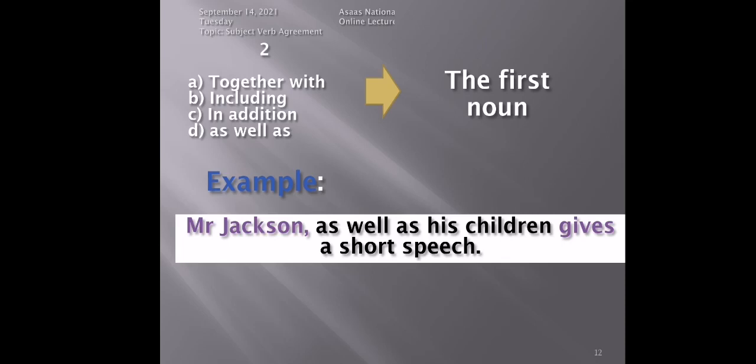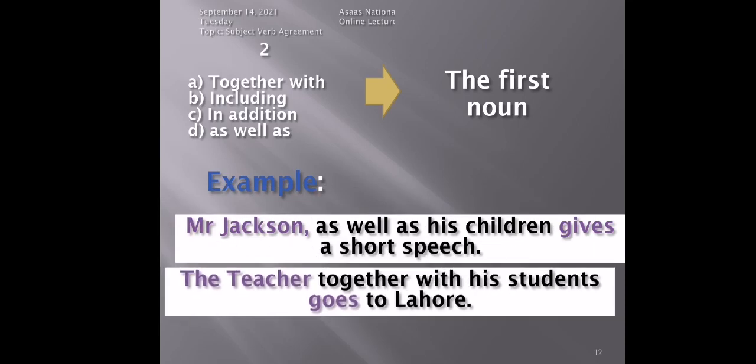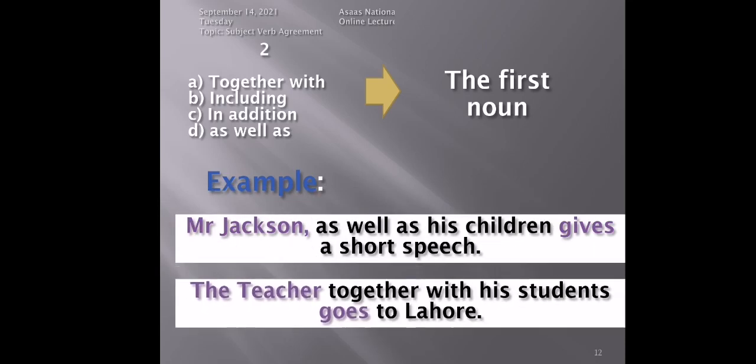gives a short speech. Similarly, the teacher together with his students goes to Lahore. The teacher is singular. Therefore, the S form of the verb goes will be used. In this sentence, there are two subjects in number. The teacher, which is singular, and his students, which is plural. But we have to consider only the first noun, the teacher.